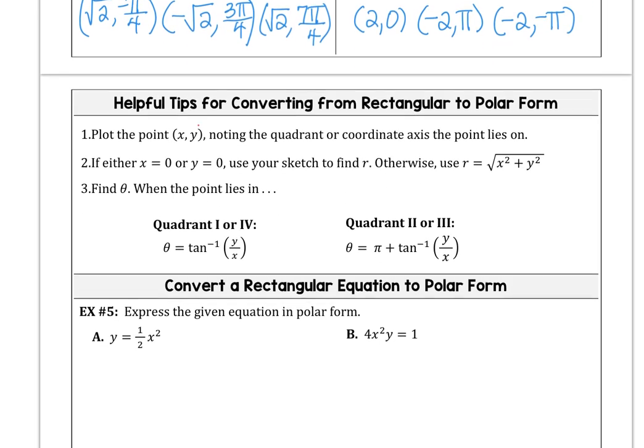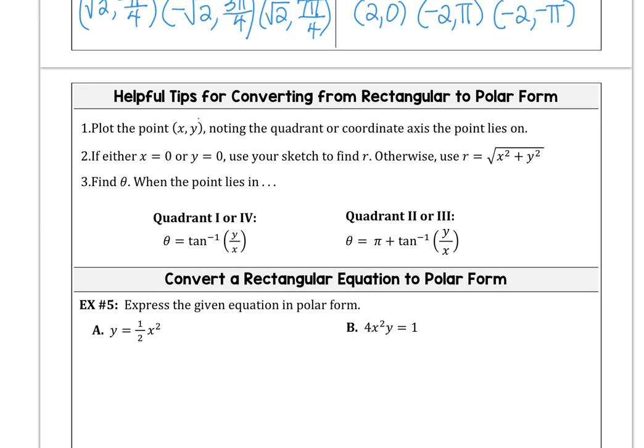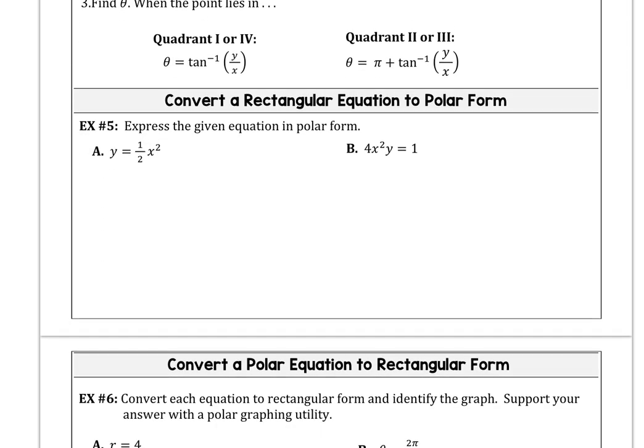Then example 5. Here are some helpful tips for converting from rectangular to polar form, and we can use those. For example 5, we want to express the given equation in polar form. If y equals x squared, our y value is r sine theta, and our x value is r cosine theta, squared.